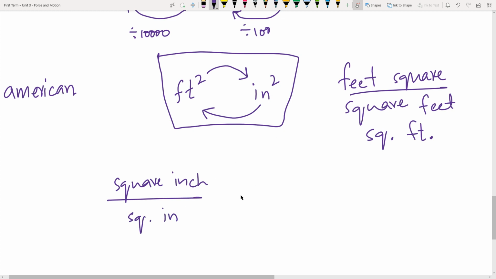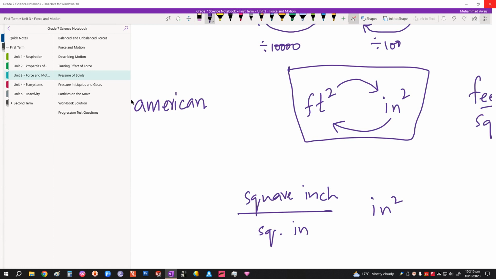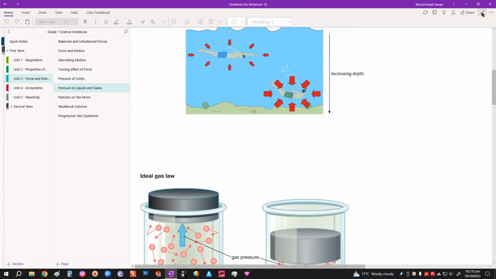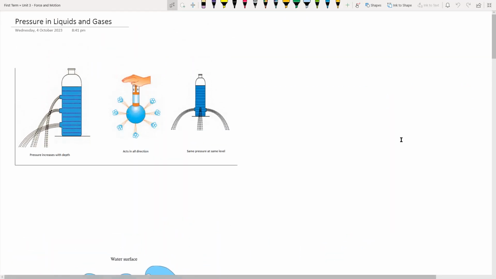Or you can also write it as inch square, or over here we can also have feet square, the symbol and the power 2. So this is about solid pressure. Now moving on to liquids. When we talk about liquid pressure, we need to understand that liquids have a different mechanism since they can flow, unlike solids. So their pressure greatly depends on a few things.